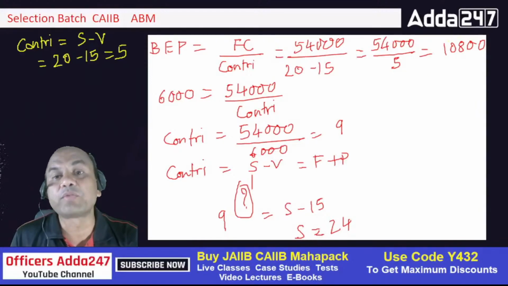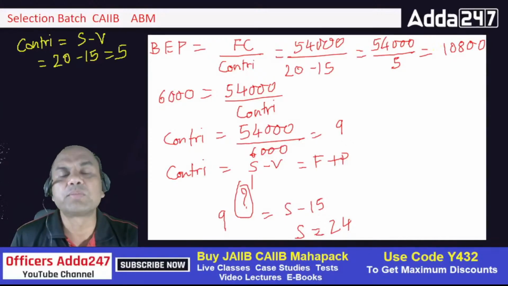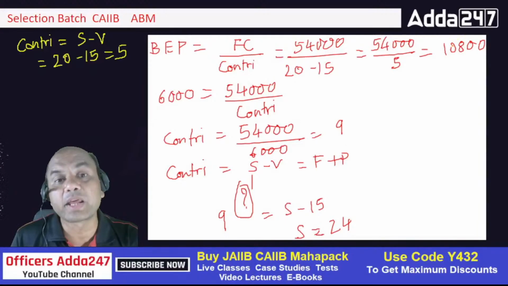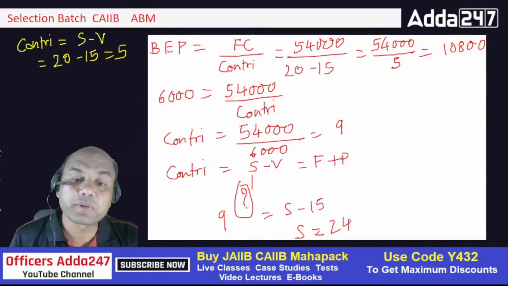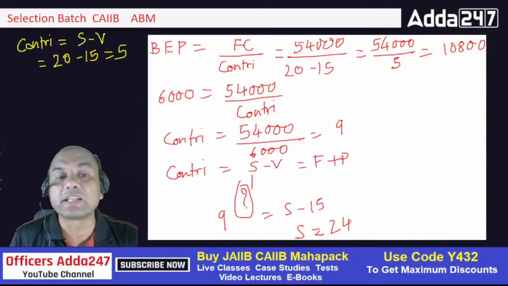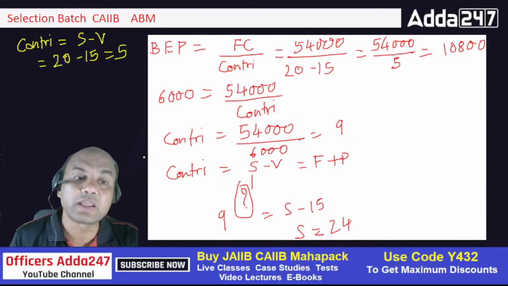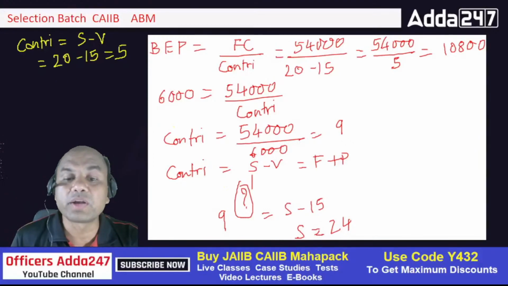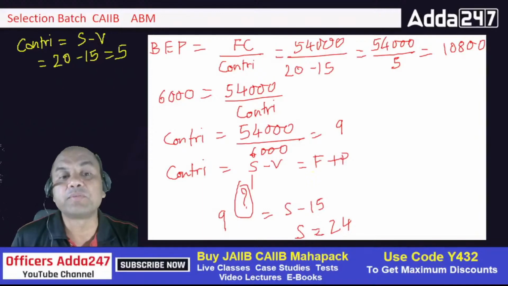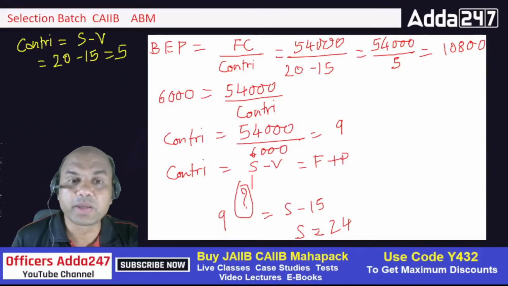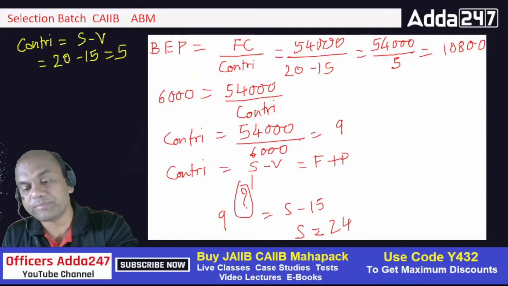10,800 units. Means I'll have to manufacture these 10,800 units to break even. But if I want to bring it to 6,000 units, then my selling price, which is now 20, I'll have to bring it to 24. Then I'll have this contribution at 6,000 units. BEP at 6,000 units. Okay?